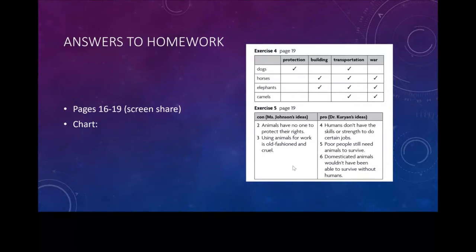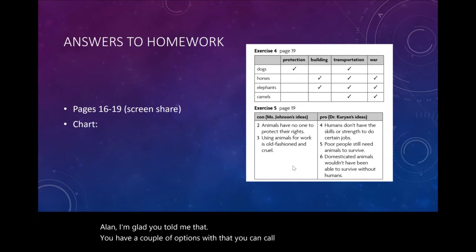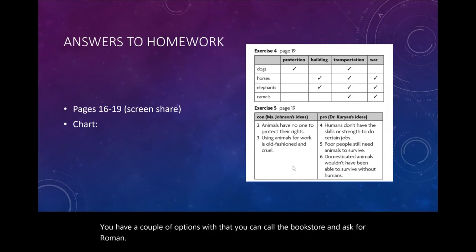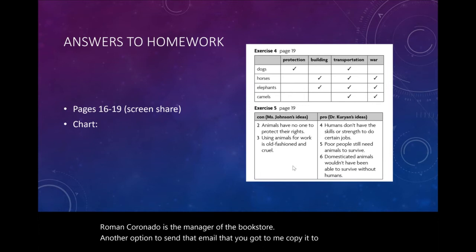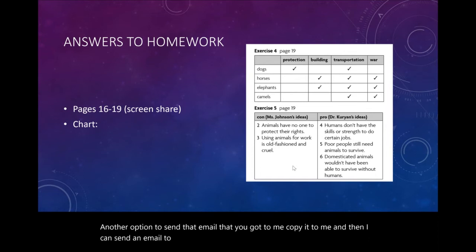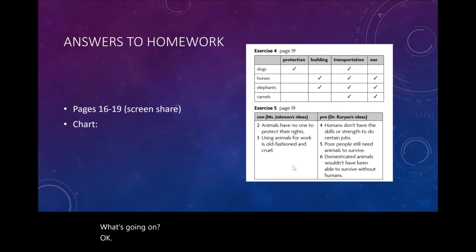Oh, okay. Alan, I'm glad you told me that. Okay, you have a couple of options with that. You can call the bookstore and ask for Roman. Roman Coronado is the manager of the bookstore. And another option is to send that email that you got to me, copy it to me, and then I can send an email to Roman and ask him what's going on. Okay? Okay, teacher. Thank you. I'm going to call them.